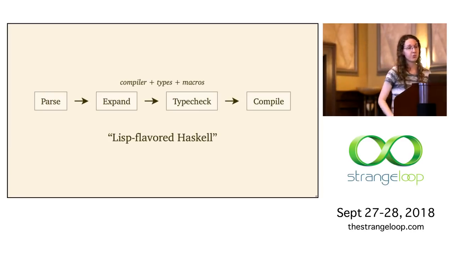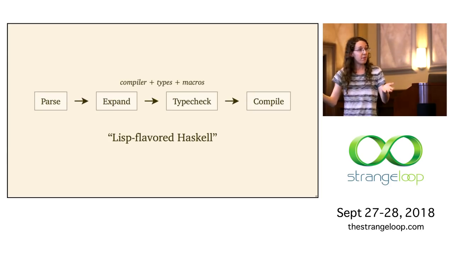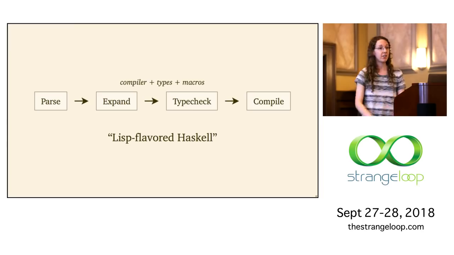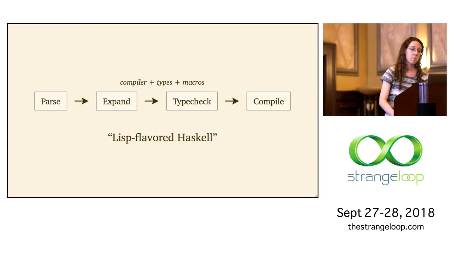So this produces what I have been calling Lisp-flavored Haskell. And it's not good enough to me. I mean, it is useful, right? You get macros and types in the same programming language, but they're sort of just thrown together. There's not this deep interaction between them that I would like to be able to get.